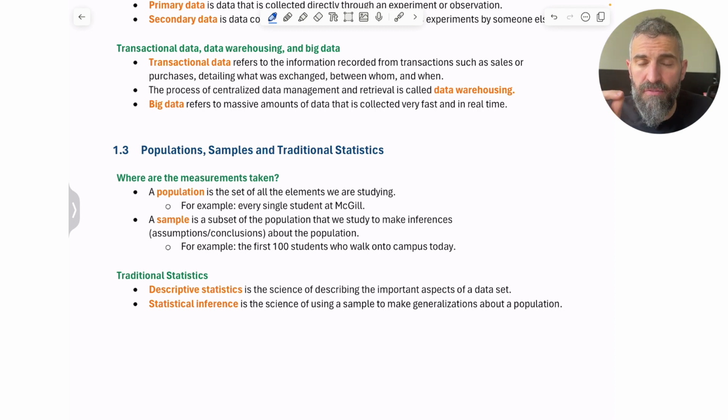Then we take that information and we move to the second half of this course, which is inferential statistics. Now, what inferential statistics means is that when we take a sample, we're taking the sample so that we can gain information and make an assumption or some conclusion about the population, right?